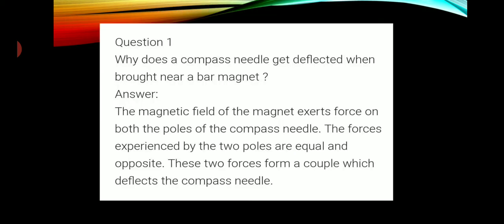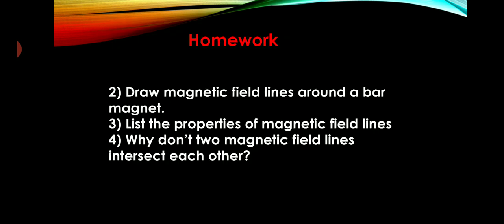Now it's time to give you question answers. The first one, why does a compass needle get deflected when brought near a bar magnet? Yes, when we keep a bar magnet near the compass, the needle shows deflection. Why? Because the magnetic field of the magnet exerts force on both the poles of the compass needle. The forces experienced by the two poles are equal and opposite. These two forces form a couple which deflects the compass needle. Because the bar magnet exerts force on both the poles, north and south pole, the needle shows the deflection.